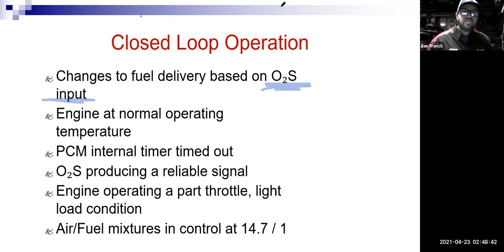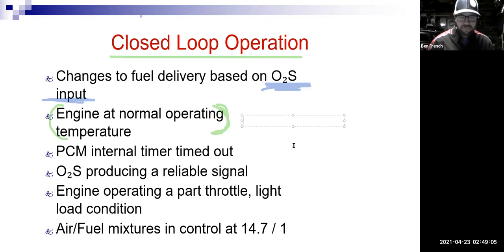So what's the enable criteria, if you will, to go into closed loop? Well, the engine has to be at normal operating temperature. Okay, so for a lot of older cars, that was usually around 160 degrees. Some newer cars can go into closed loop as early as 130 degrees. So I'll put that 160 degrees up there on the screen. So the engine's got to get up to temperature.